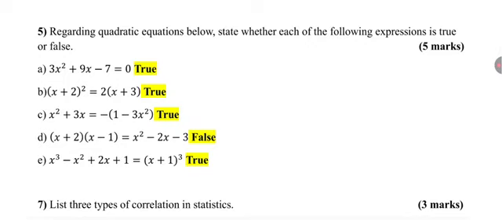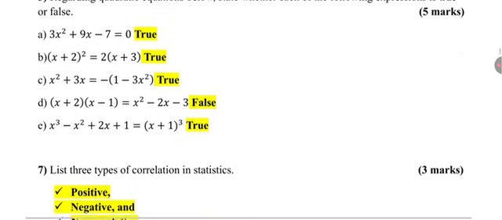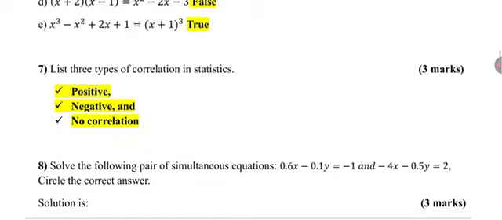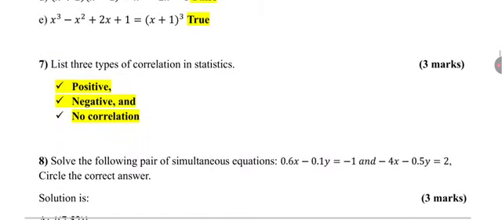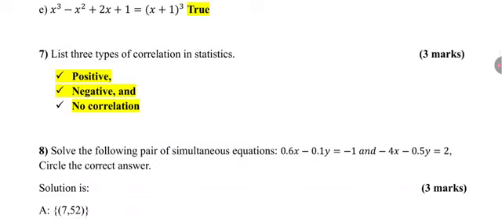Here, regard the quadratic equation below. State whether each of the following expressions is true or false. As you see, you have to prove whether these statements are true or false. Then list 3 types of correlations in statistics. We have positive, negative, and no correlation.